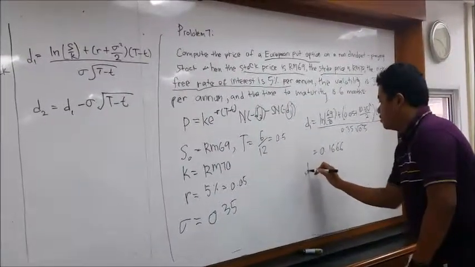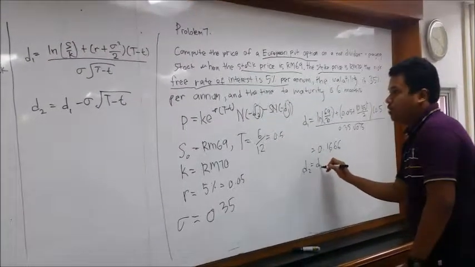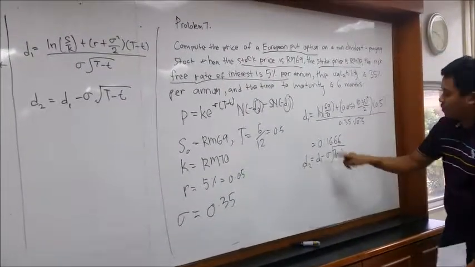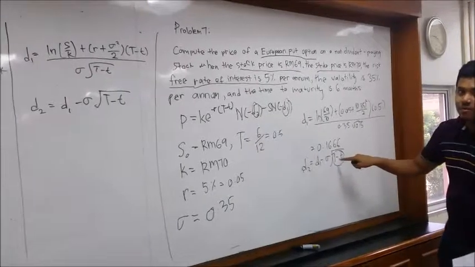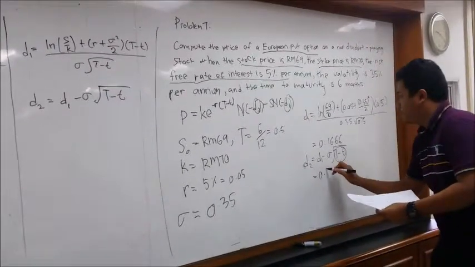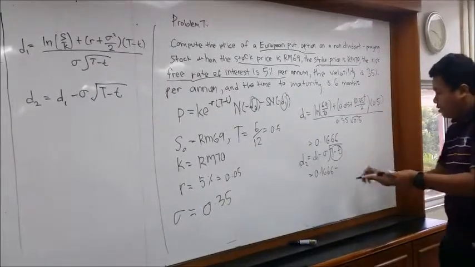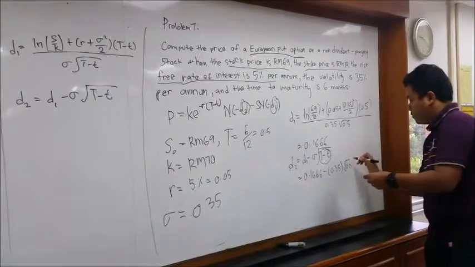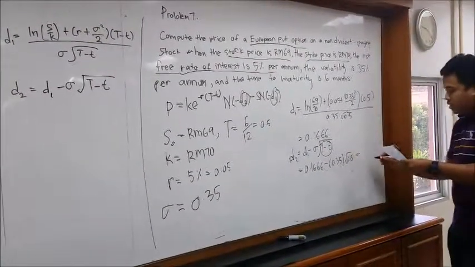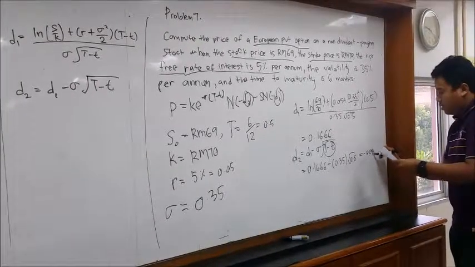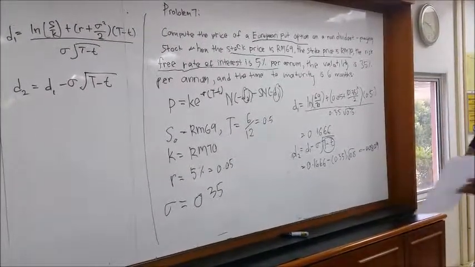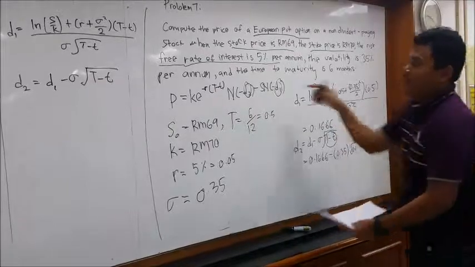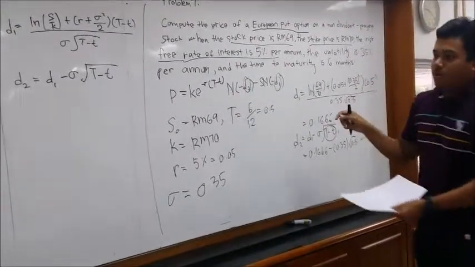The D2 is defined as the D1 minus sigma times square root of T. So the D1 is 0.1666 minus 0.35 times square root of 0.5. Then the answer we got is negative 0.0809. And yes, we get the D2, we get the D1, and we can plug them into the formula for the put option. So I'm going to write it right here.